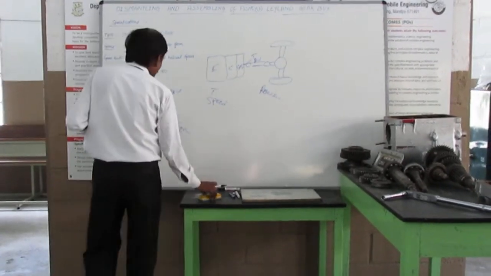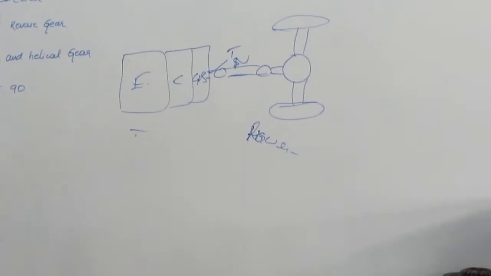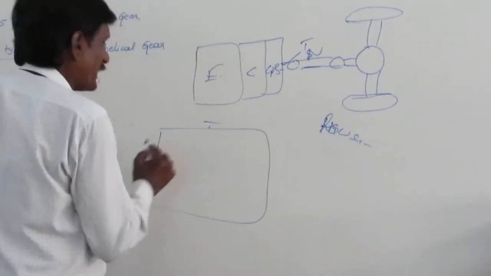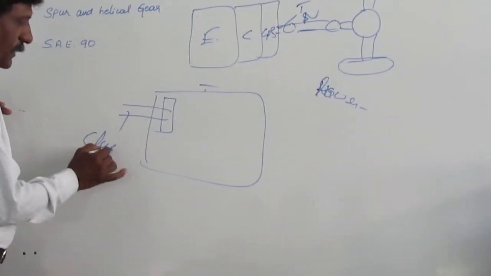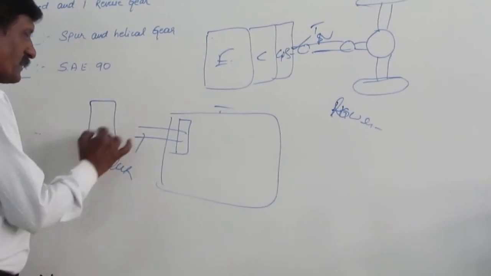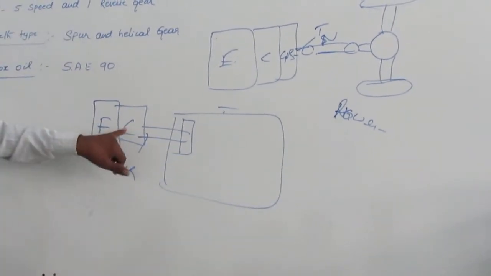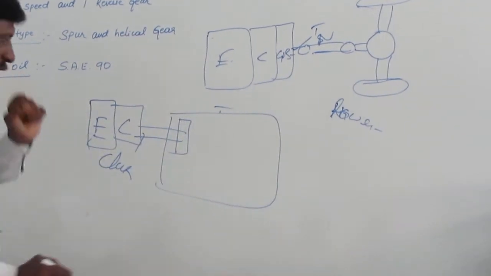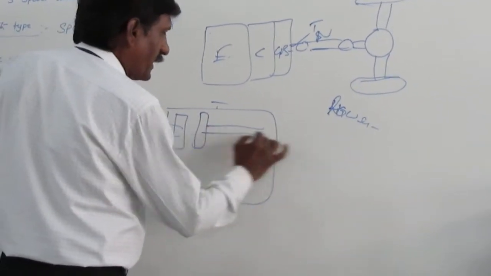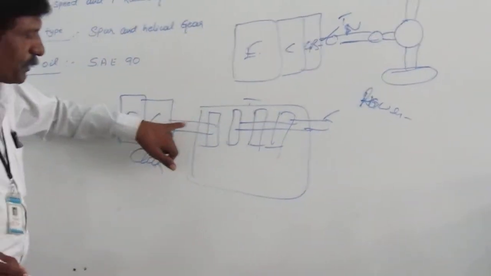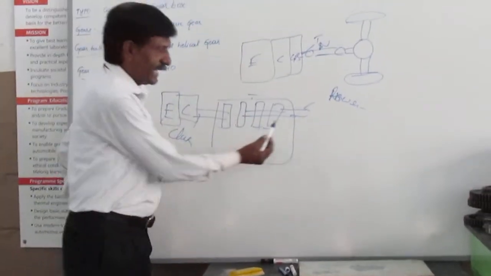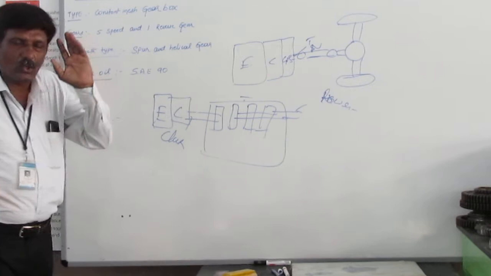Here, in this gearbox, for example, the engine is running. This is the gearbox input shaft, also called the clutch shaft. The engine, then the clutch, then the clutch shaft is connected to the gearbox input shaft, and then there is the main shaft, which consists of a number of different gears, then the gearbox output shaft.